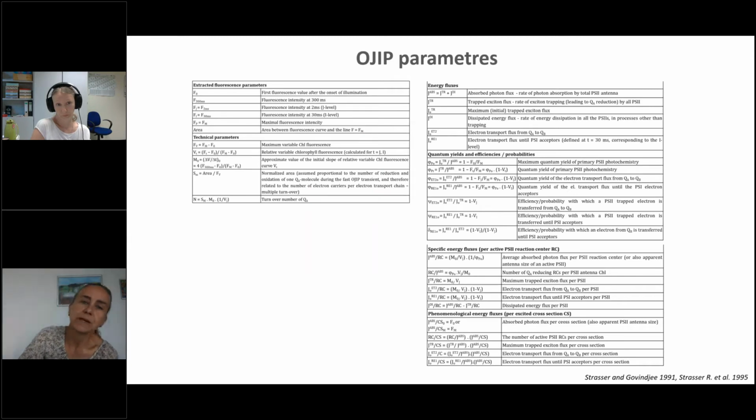The result of OJIP type of measurements is a range of parameters that can be extracted that are characterizing the OJIP curve and different phases of the curve. In summary, it's very complex. You see, it's a dramatic list of parameters, not all so easily transferable into practical applications, but parameters that refer to energy fluxes in the plants and the quantum yields and efficiencies and specific energy fluxes, for example.